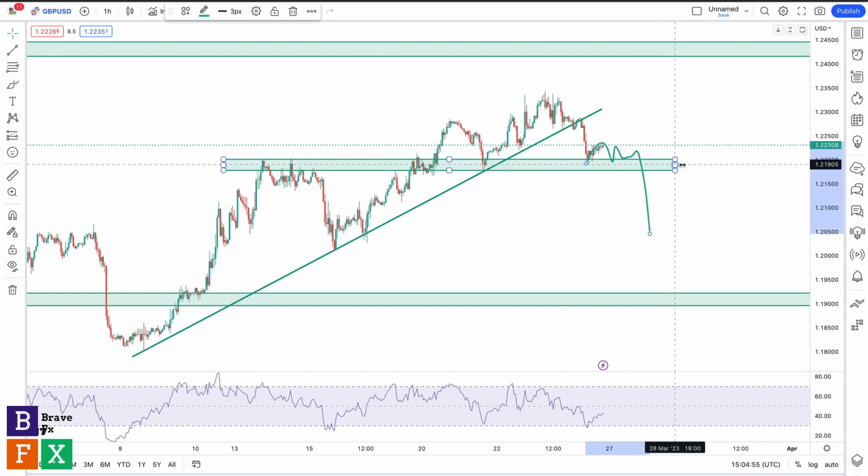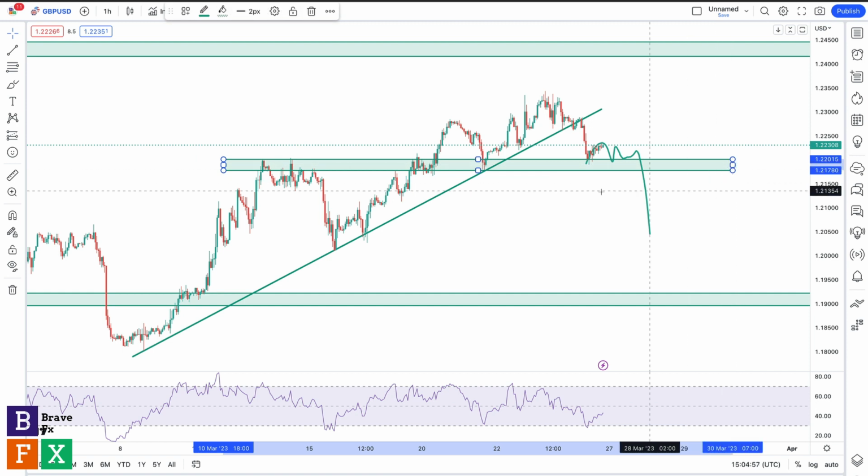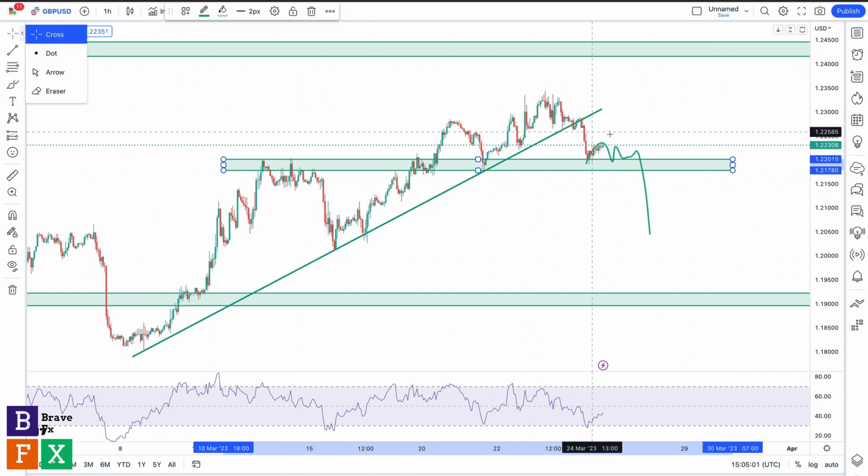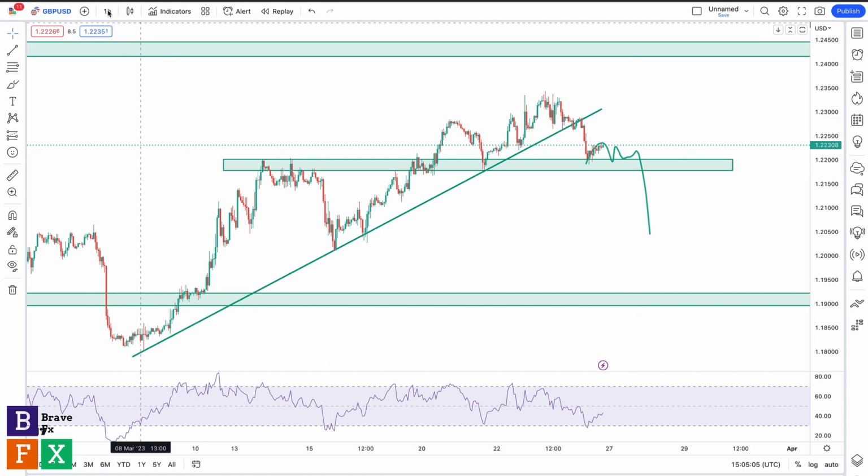I don't want us to be biased about the market just because it's a bullish move, where we only look forward to taking buy trades. This is within a range, right? I'm going to show you something really quick.